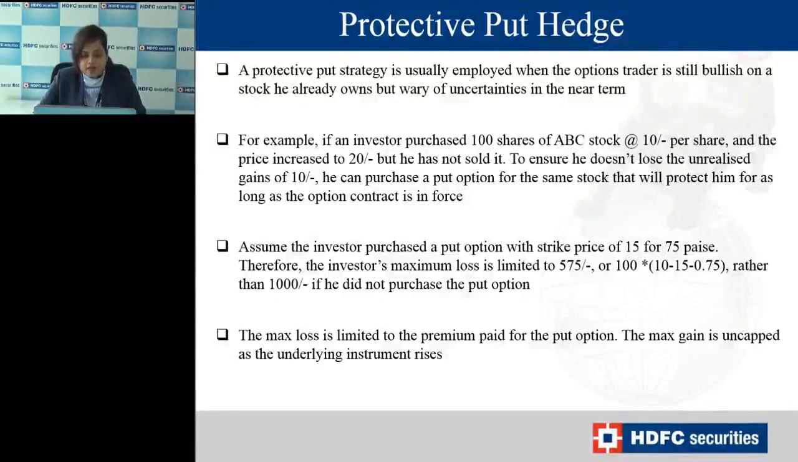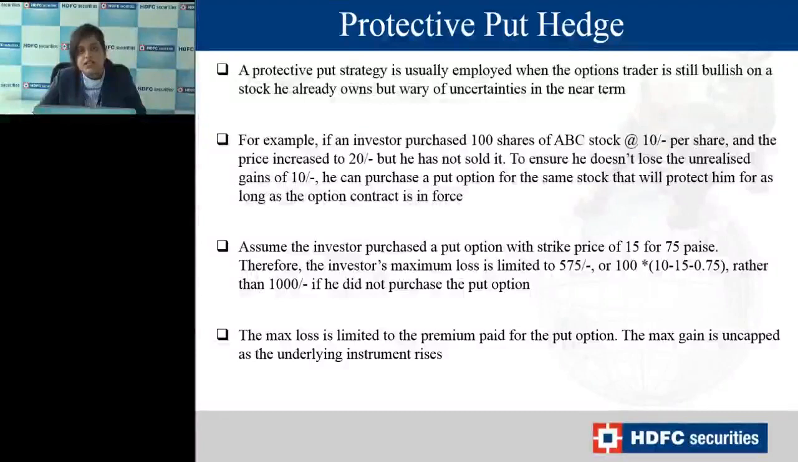For example, if the investor has purchased 100 shares of the ABC stock at 10 rupees per share and the price has increased to 20 rupees, but the trader has still not squared off his entire position. To ensure that he doesn't lose this unrealized gain of 10 rupees, he can purchase a put option of the same stock that will protect him for as long as the option contract is in force and as long as he holds these ABC 100 shares in his position and has not squared it off.